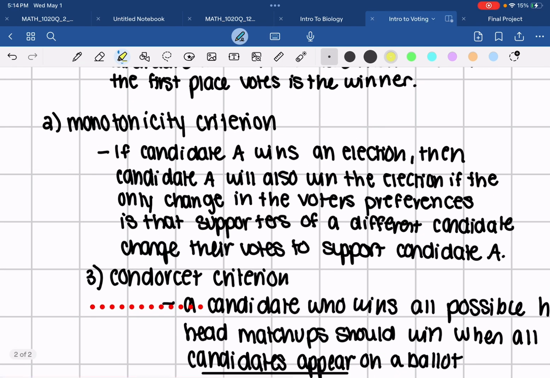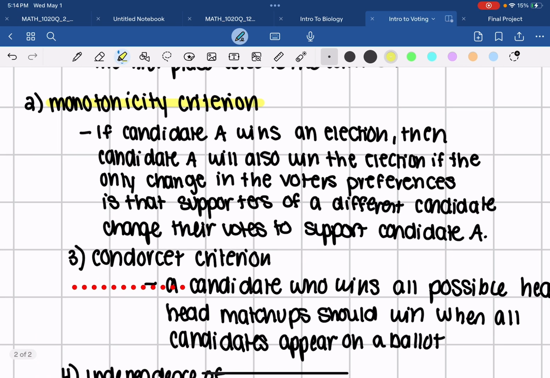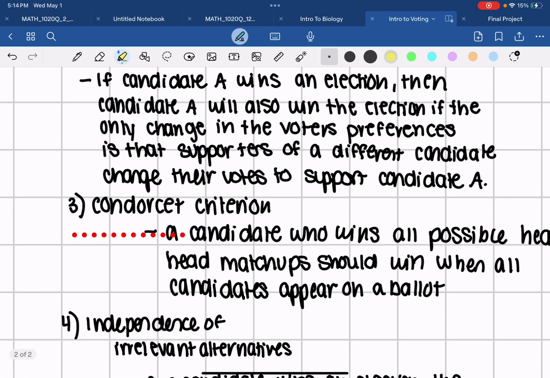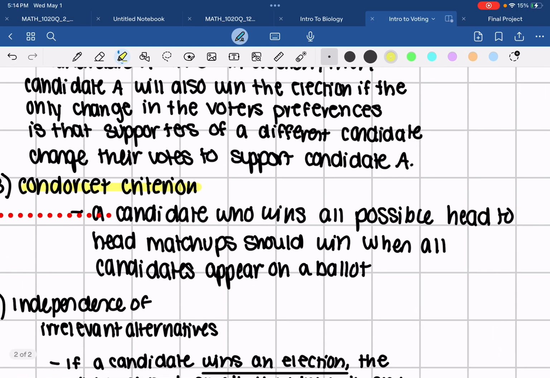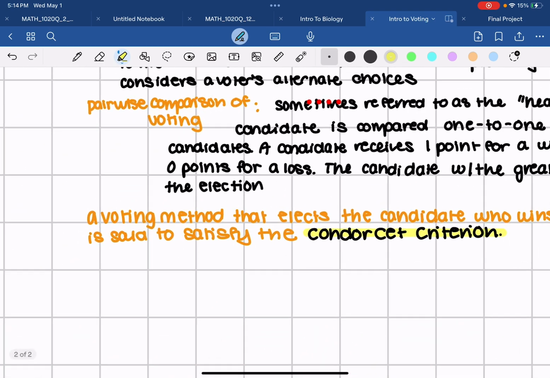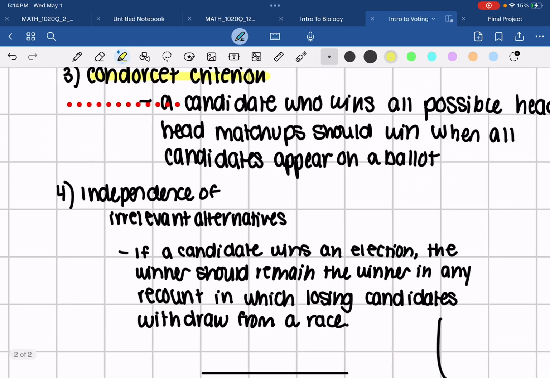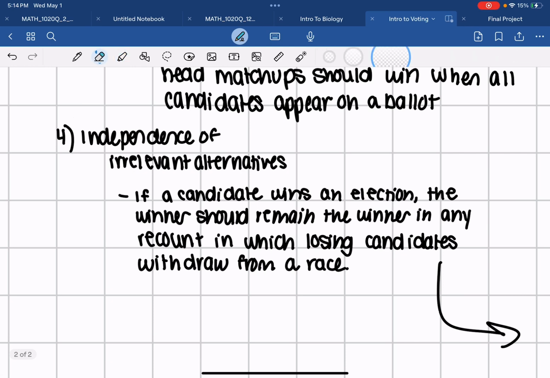Next, we have the monotonicity criterion, which states that if a particular candidate wins an election, then that candidate will also win the election if the only change in the voters' preferences is that the supporters of a different candidate change their votes to support candidate A, that first candidate. Third, we have the Condorcet criterion, which means that a candidate who wins all possible head-to-head matchups should win when all candidates appear on a ballot. This coincides with the pairwise comparison of voting.